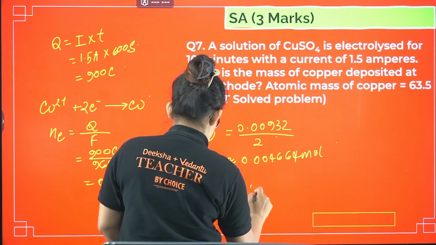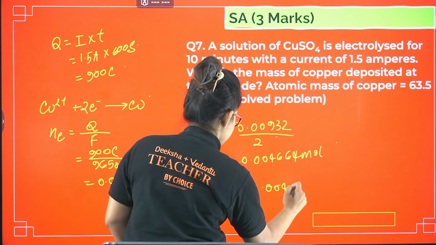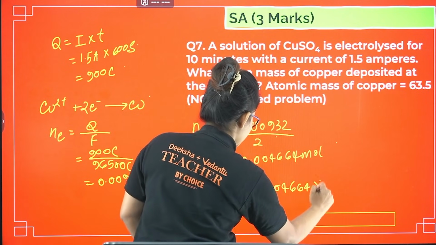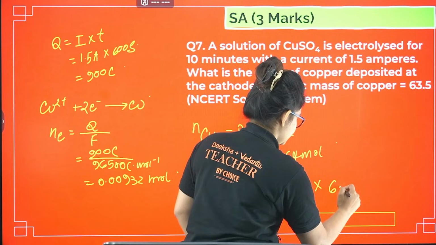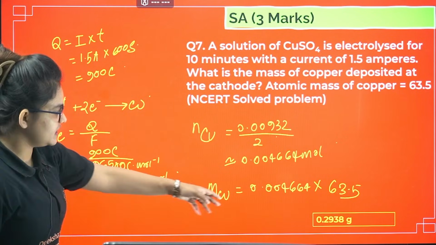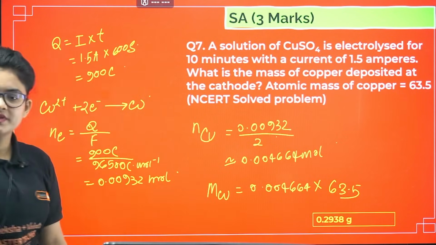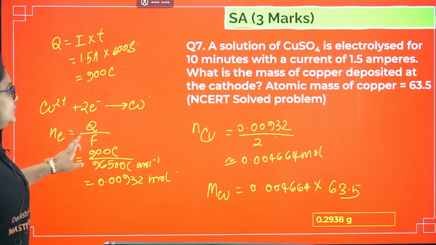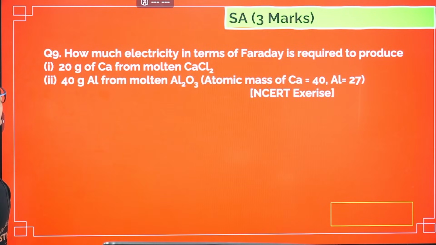Now from here I can find out the mass of copper. That is basically 0.00464 mole into molecular weight, that is 63.5. If you calculate this, your answer will come as 0.2938 gram. I guess this is clear to you. Let's proceed further. How much electricity in terms of Faraday is required to produce 20 gram of calcium from molten calcium chloride? Fine.